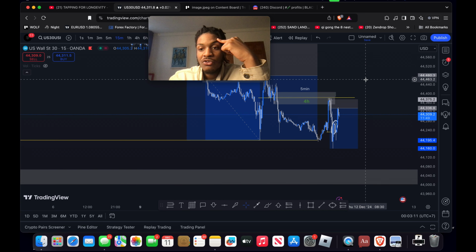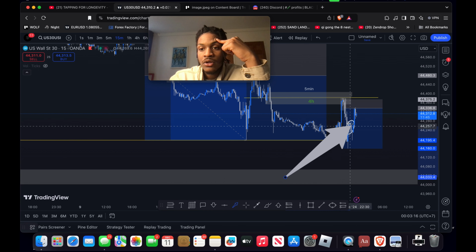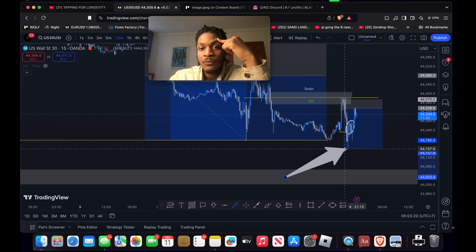And I'm actually in another US30 trade right now, as you can see right here. It's a smaller trade, and it's right there. That's my entry zone right there, and my take profit is the low, which was the most recent liquidity.